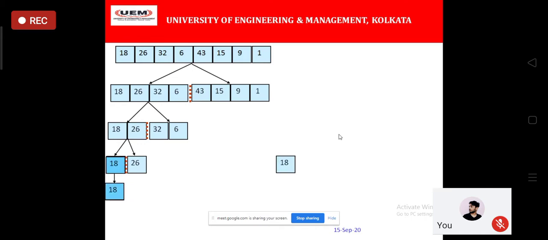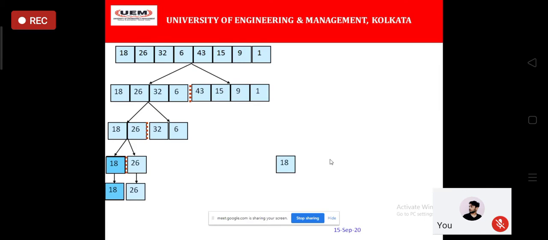Now, when you have reached the single element, you start doing the next step. That is conquer and combine. Fine. First you got the 18. Very nice. Next you will get 26 because again that is a single element.